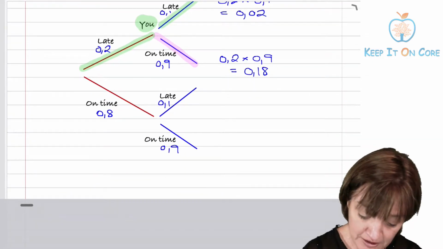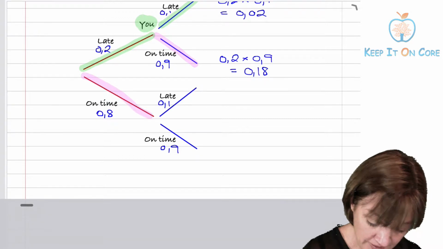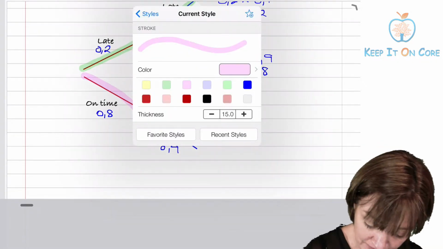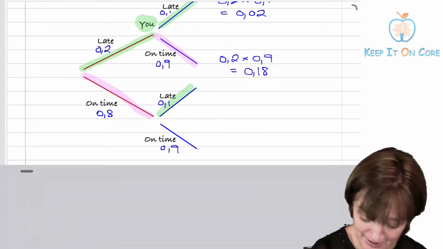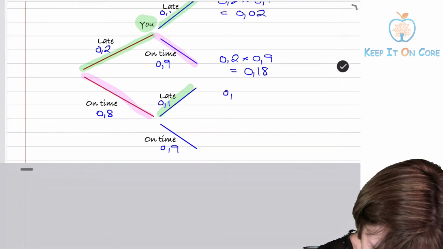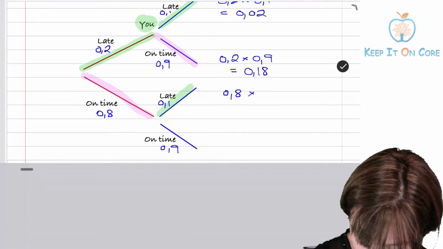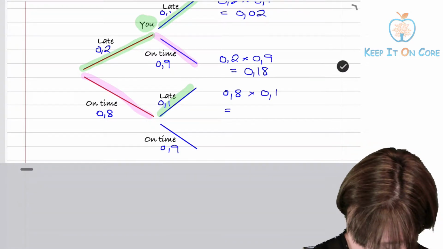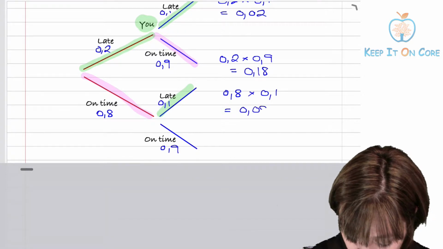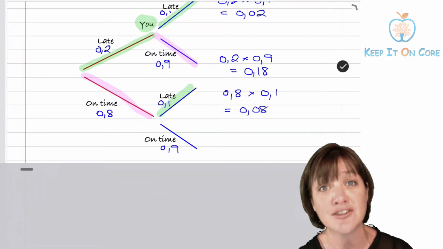Right, now we're looking at the probability of you being on time and your teacher being late. All right, what's the probability of that happening? Well, you being on time was 0.8 and your teacher being late was 0.1, okay? So when we work that out, that's going to give us 0.08 as a total.